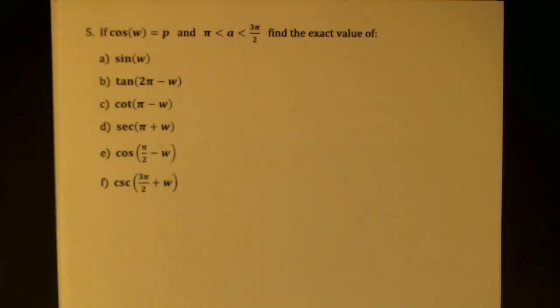Hi everyone, in this video I want to work through an example similar to the last one, but here we're going to be a little more general. So instead of giving you a specific x or y coordinate, I'm going to give you a variable to use as your x or y coordinate, and then we're going to try and find all of these a through f things here in terms of our variable.